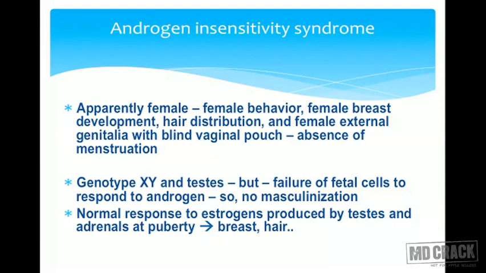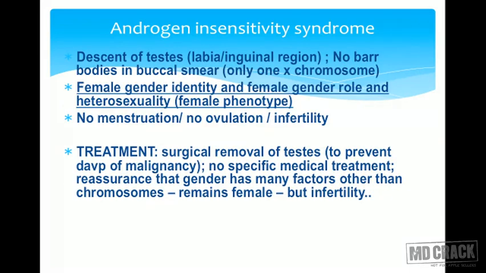And due to this normal response to the estrogens, which are produced by the testes plus the adrenal glands at puberty, this led to development of the breast and development of the hair. So if you look at this particular patient, she has female breast development, female hair distribution, and she has female behavior. There is female external genitalia, but there is a blind vaginal pouch. Naturally, she doesn't have menstruation.